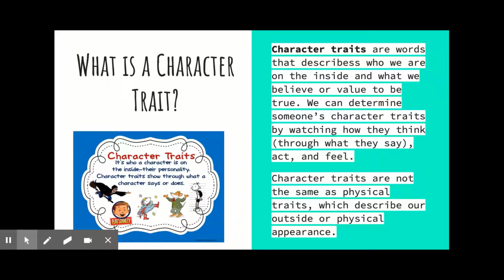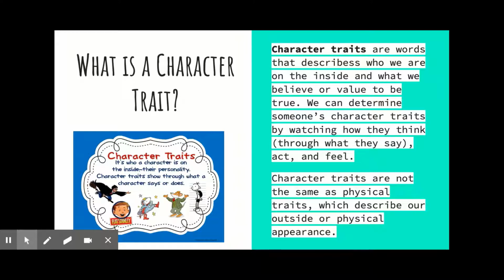So what is a character trait? Well, character traits are words that describe who we are on the inside and what we believe or value to be true. So character traits are not the same as physical traits, which describe our outside or physical appearance.